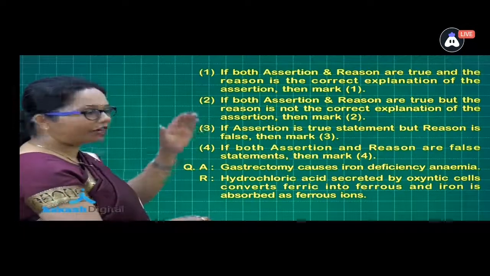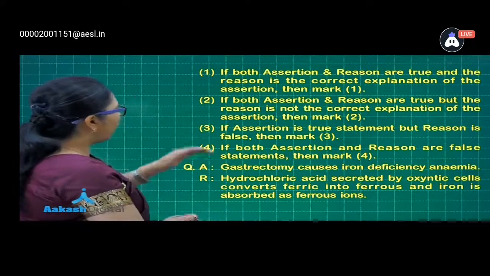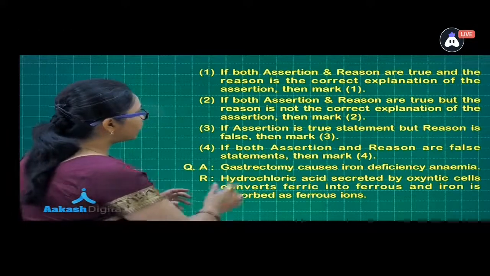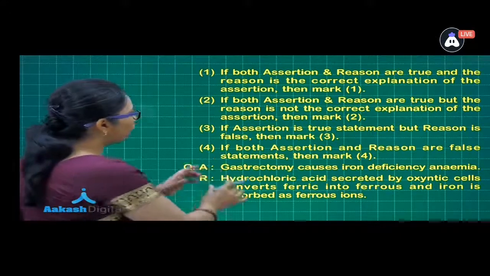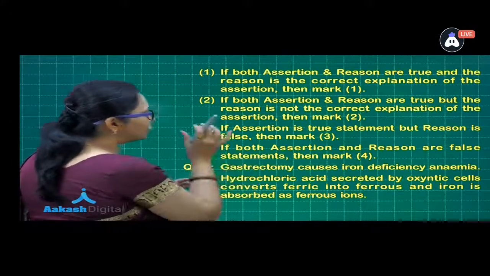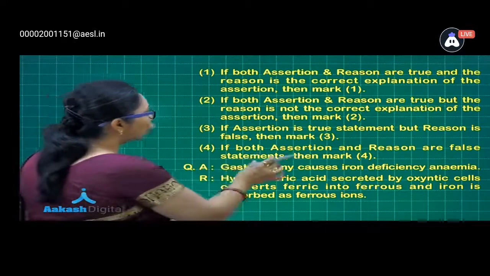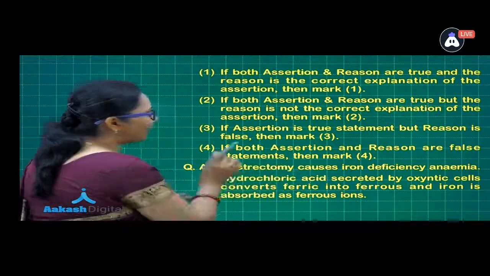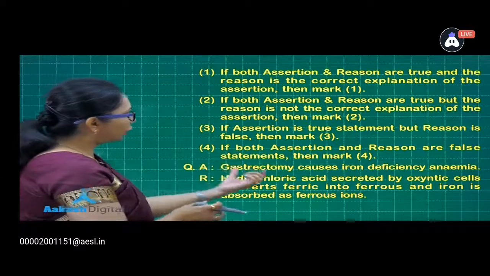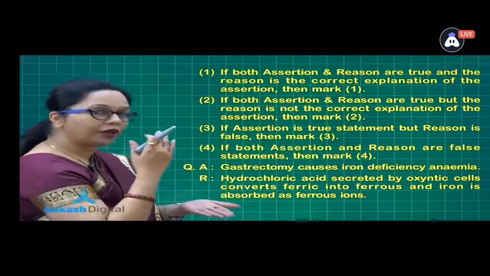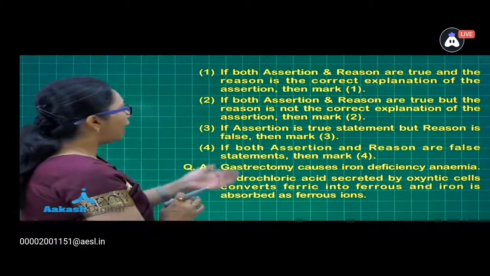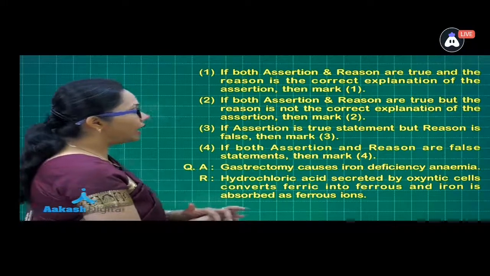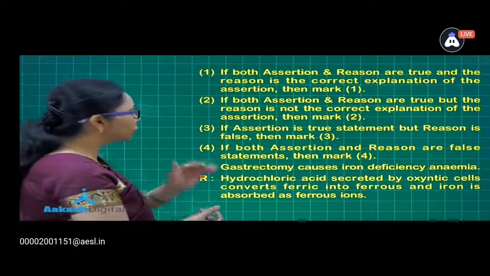So here we have an assertion reason type question where the assertion is: gastrectomy causes iron deficiency anemia. Now gastrectomy, gaster is the word we use for stomach, tomy means to cut and ec is to remove. So gastrectomy would mean that by surgery the stomach is cut and removed from the body, and this is going to cause iron deficiency anemia. This is the assertion given.